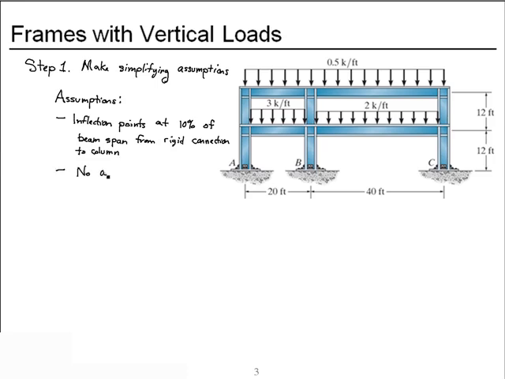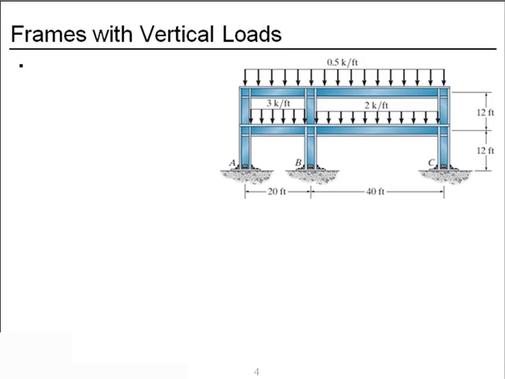We'll also assume that no axial load is generated in the beams. Now we're ready to implement those assumptions and calculate internal loadings at the inflection points. I specifically choose the inflection points because it's a place where I already know the moment. The moment's 0.